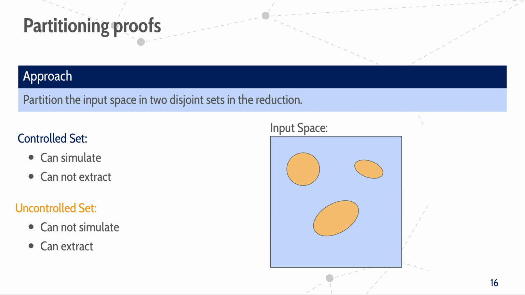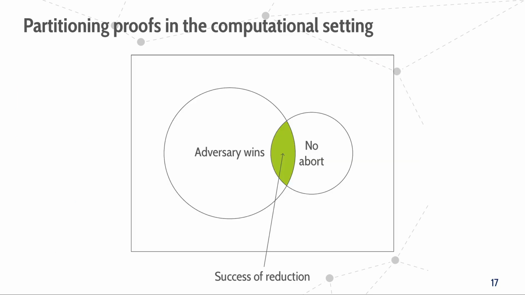This means that for the reduction to be successful, we need the adversary to choose all evaluation queries from the controlled set, but a challenge query from the uncontrolled set. If this is not the case, the reduction can only abort and output a random bit. Indeed, this strategy suffices to prove optimal tightness for unique signatures. The analysis of such a reduction in the computational setting, like for signatures, is straightforward. We only need to show that the probability for the reduction to not abort and for the adversary to be successful is non-negligibly large, here depicted as the green part of the picture.